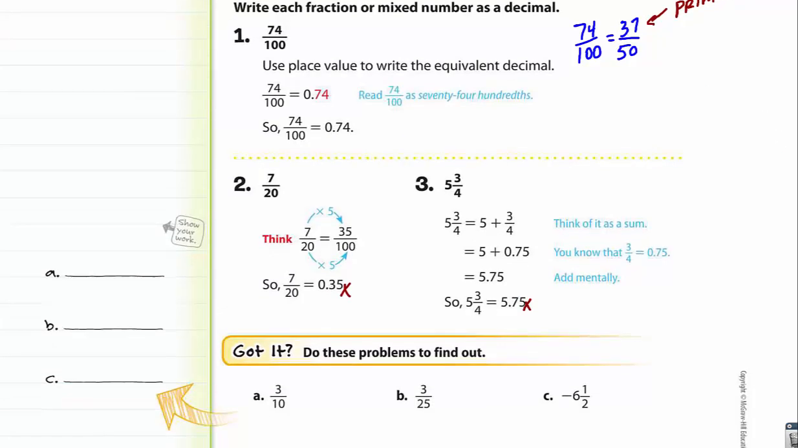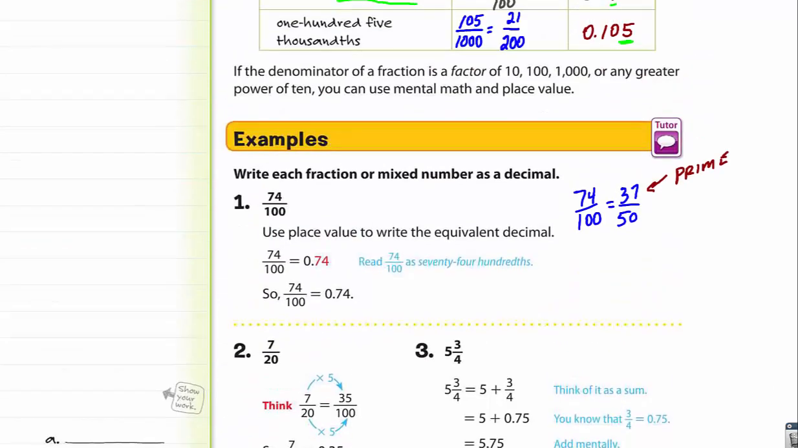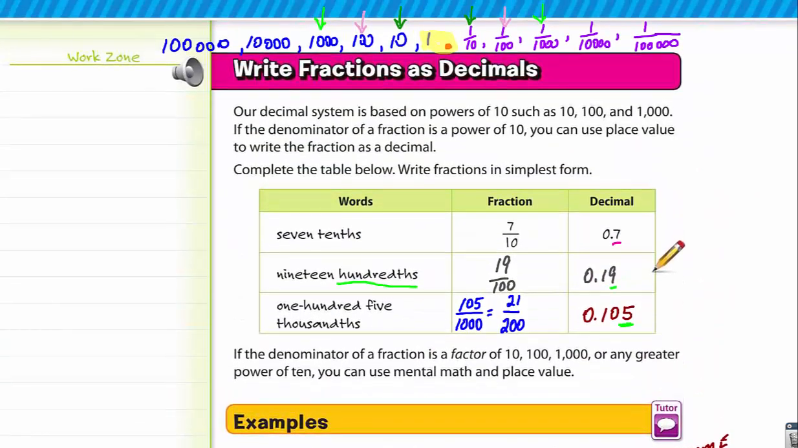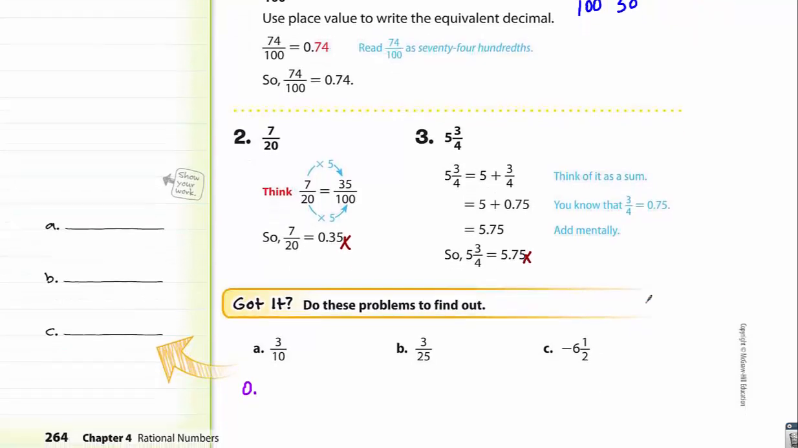Okay, so go ahead. There are 3 got it problems. Pause the video, do those 3 got it problems, turn it back on, and we'll discuss. First got it problem, 3/10. Well, the tenths place, let's go back to this chart that we drew. Notice the tenths place is the first one to the right. So we need the 3 in that spot. First one to the right.